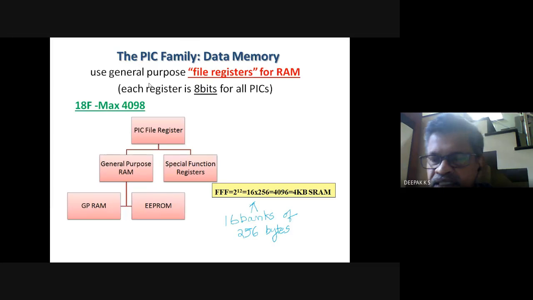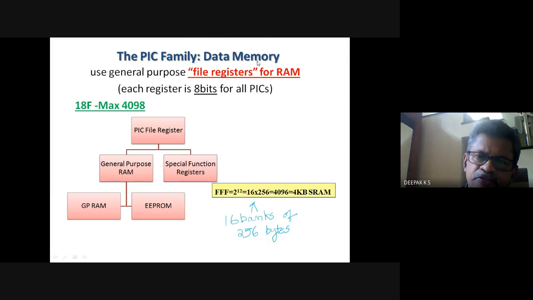So the working register is a special register, and in the instruction you have W. And we have general purpose file registers for RAM. So data is in the RAM. In the ROM we have the program. And all these registers are 8 bits for all PICs.